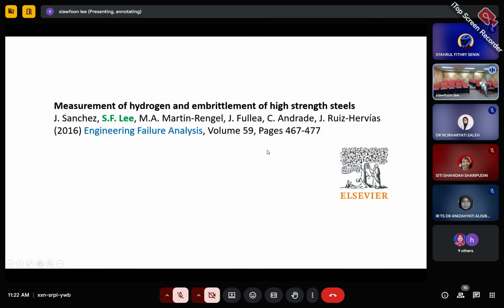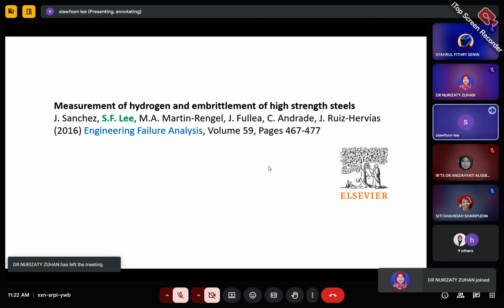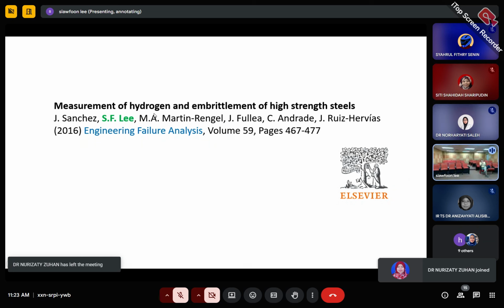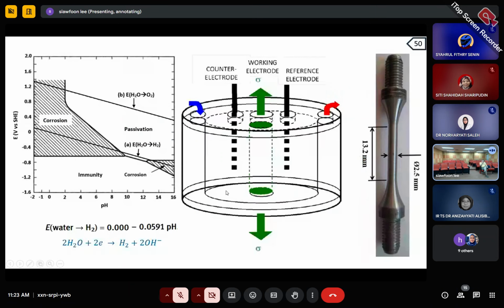Okay, and another paper that I have produced is called Measurement of the Hydrogen Embrittlement of High Strength Steel. In this experiment, I generate the hydrogen to see how the hydrogen penetrates into my steel. Here we have the cell, and this steel we cut in this shape and put inside here. Here we fill it with the electrolyte.